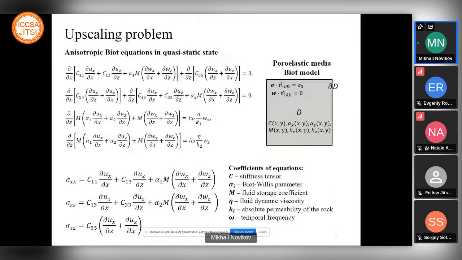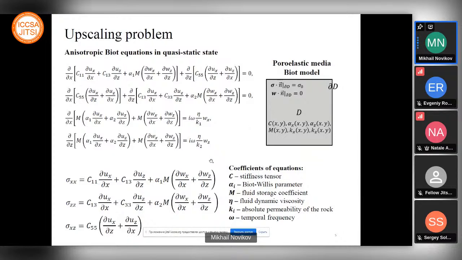A given poroelastic medium with fluid in it is described by the well-known Biot model, and in our case by the anisotropic Biot equations in the quasi-static state, which are presented on the slide. The first four equations form a system and serve to find the unknown displacement components of the solid phase and the relative displacement components of the fluid phase in the material.